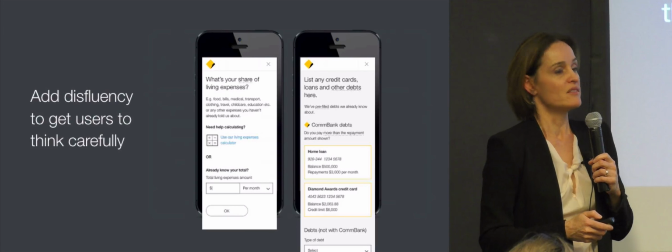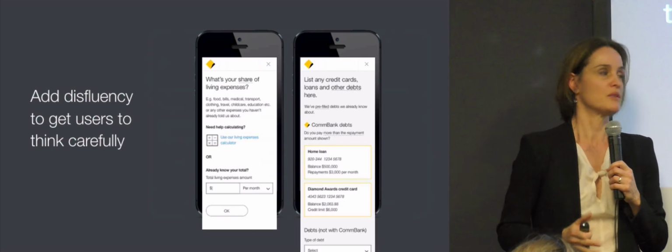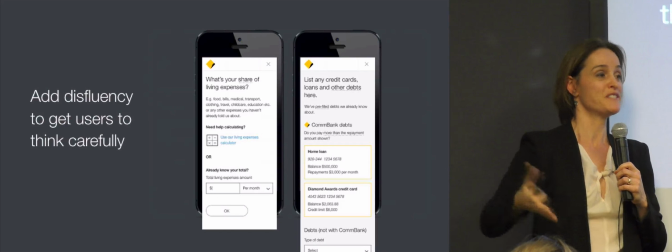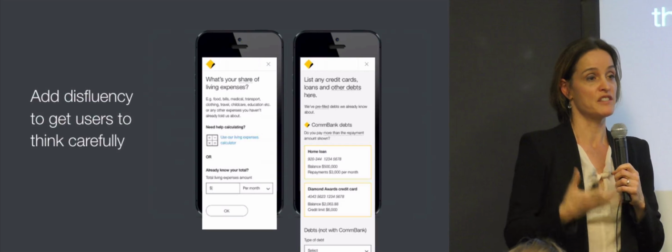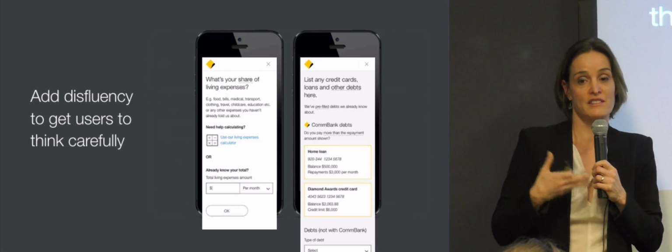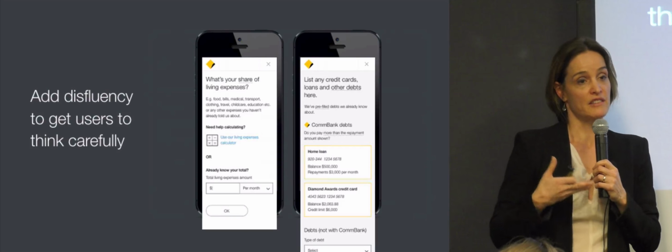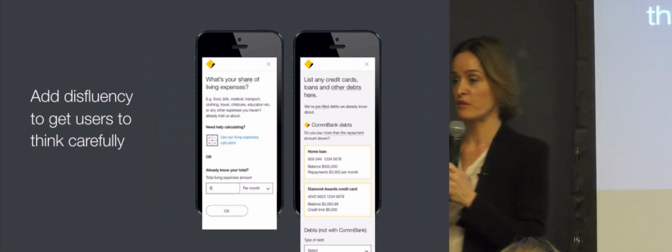But then there are areas where we actually want to slow them down. We call that fluency. So one is fluency, the other is disfluency. They have to make a considered decision here, a conscious decision. They understand what they're doing, and they're also entering accurate information.